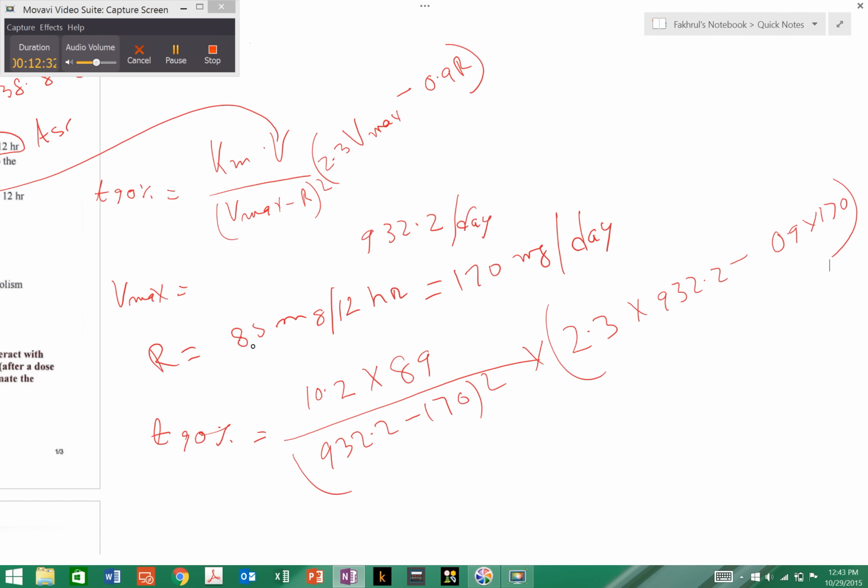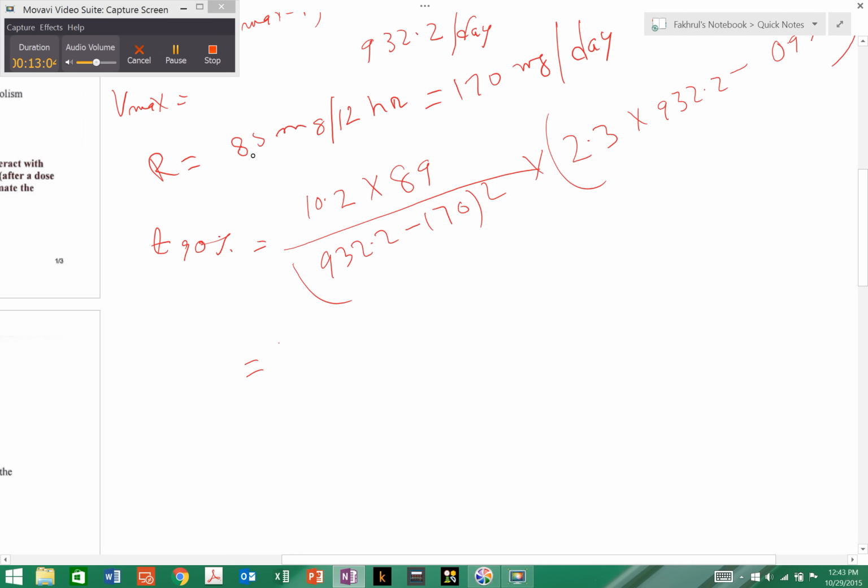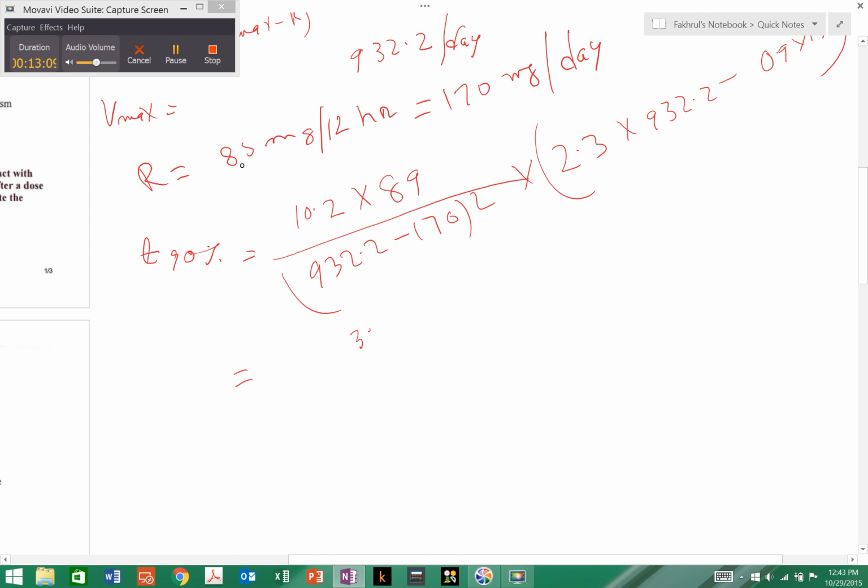Remember this, it's clear here. 2.3 Vmax minus 0.9 times, in the equation, is R. So always these numbers are part of the equation. So do not eliminate those numbers when you are working with this equation. So your T90% would be, if you work things out here, 3.11 days, not per day, because it is total time.